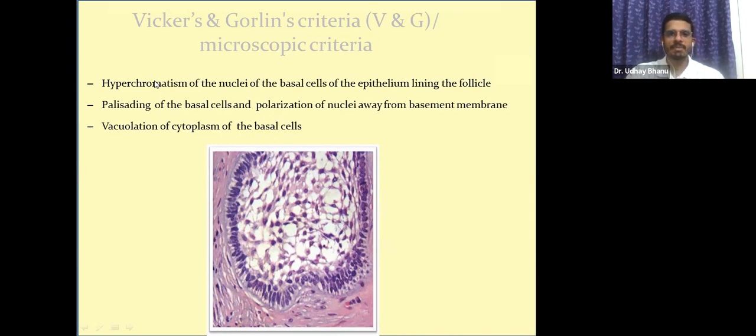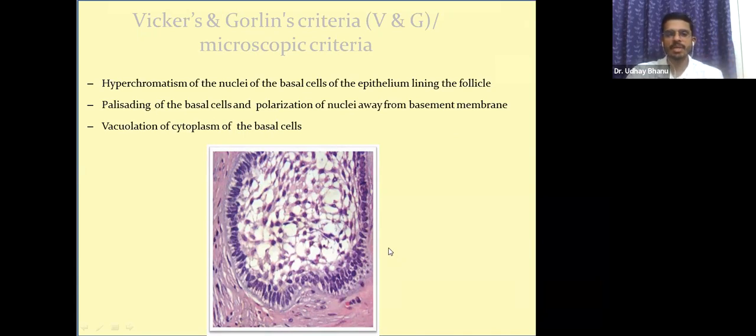They are hyperchromatic nuclei, palisading of the basal cells with polarization of the nuclei away from the basement membrane, and vacuolization, that is, subnuclear vacuolization. These are the features that you have to see in order to make a diagnosis of an ameloblastoma. So you will find that the nuclei will be hyperchromatic. See the color of the nuclei, dark blue in color. They will show a polarization or a reversal of polarity.